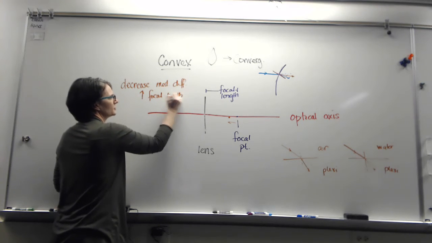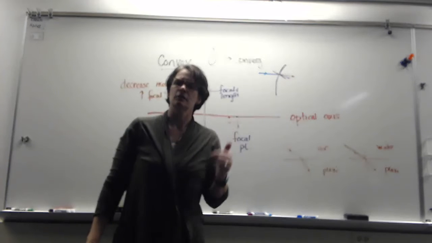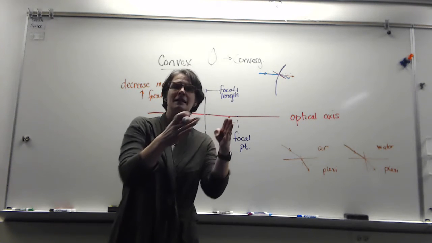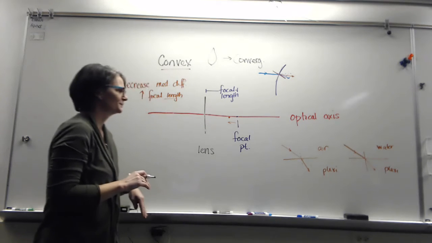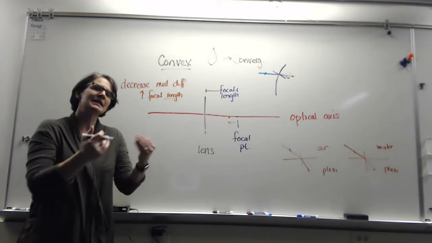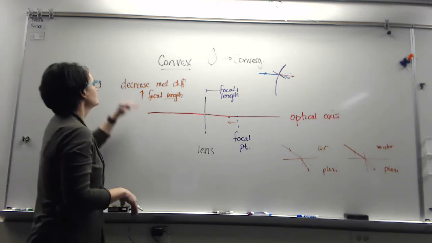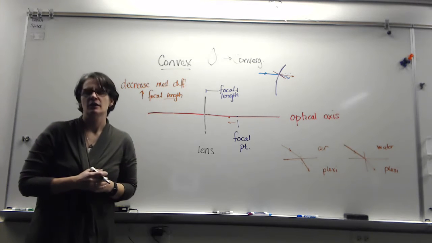I will increase the focal length because I get less refraction. Less refraction takes longer to come together. So increasing the curvature decreases the focal length. Decreasing the difference increases the focal length.